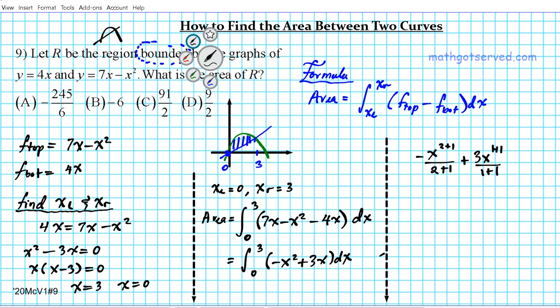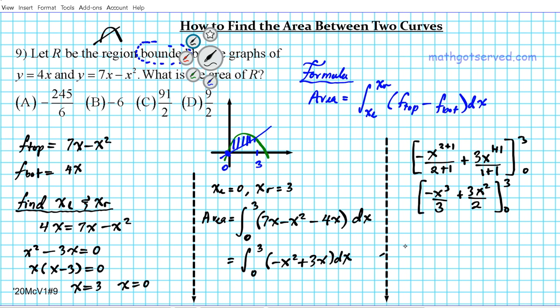Moving right along, we're going to have negative x to the third. Well, we're evaluating it from where? We're evaluating it from 0 to 3, the entire thing. So let's make it look pretty. So we have negative x to the third over 3 plus 3x squared over 2, evaluated from 0 to 3. So plug in the top minus you plug in the bottom.